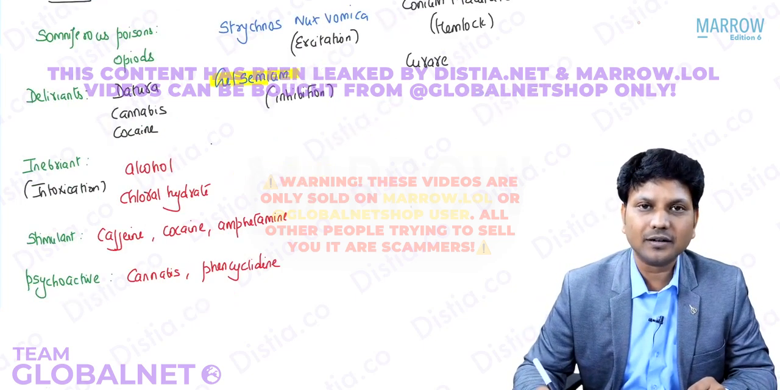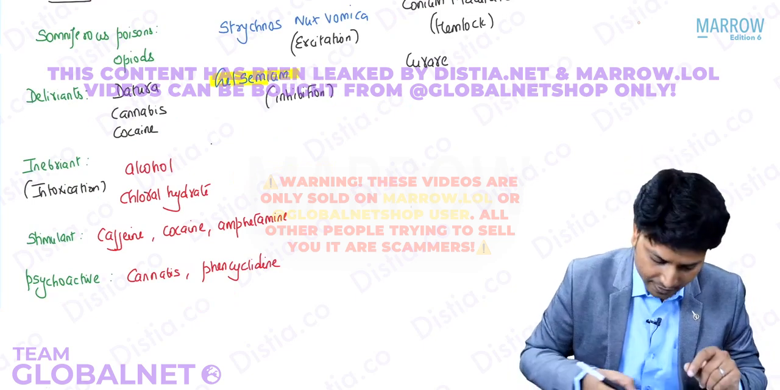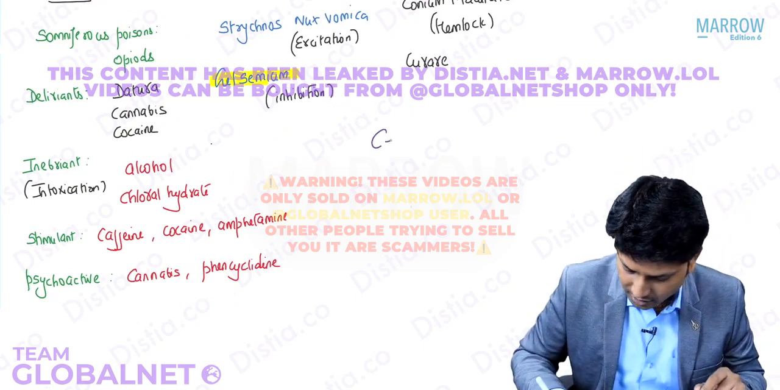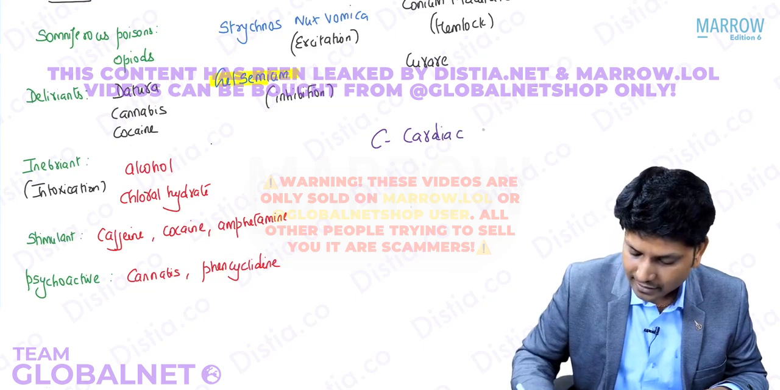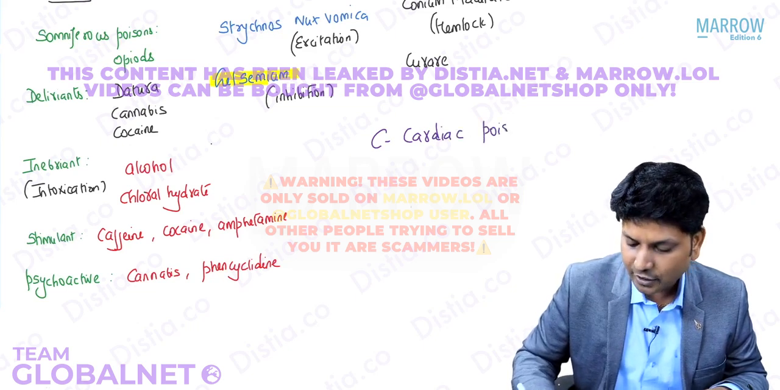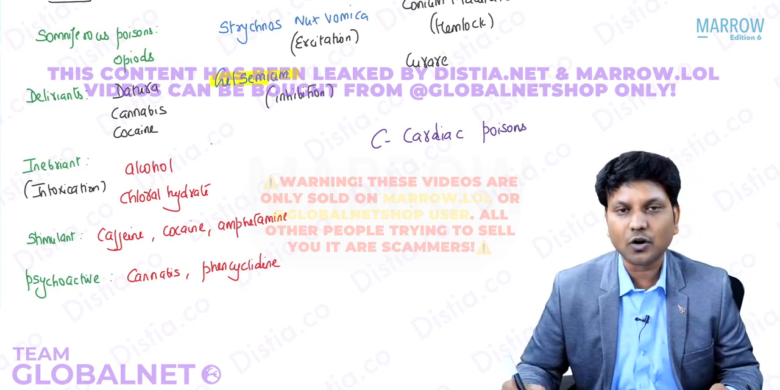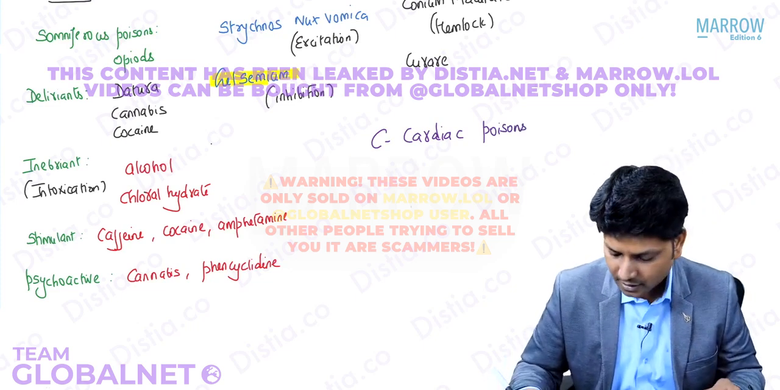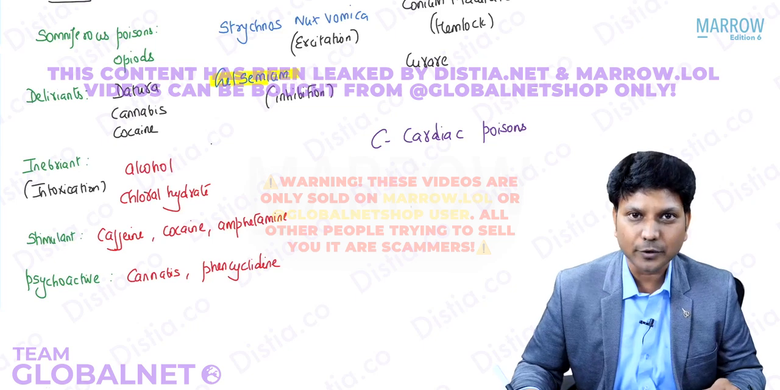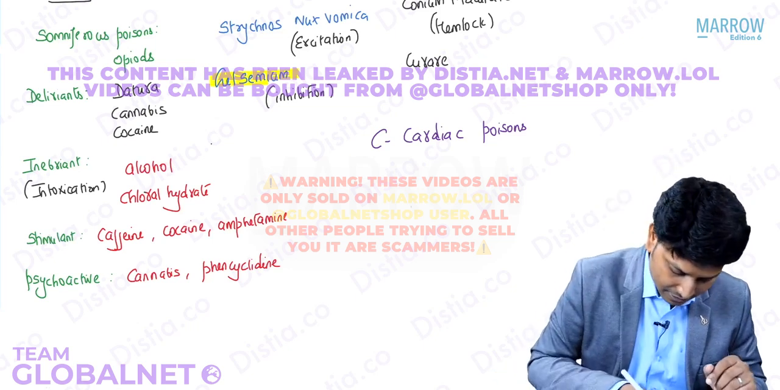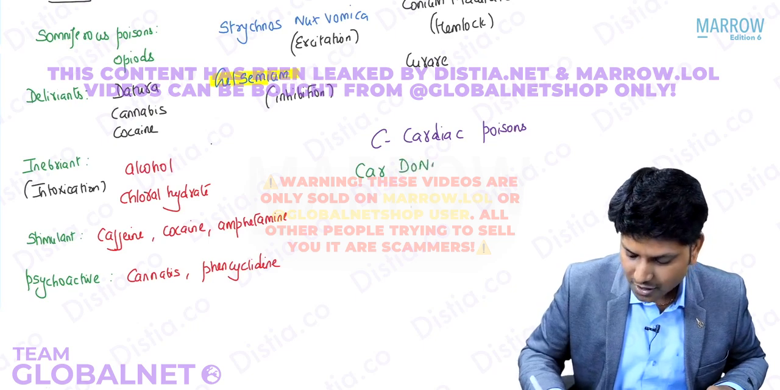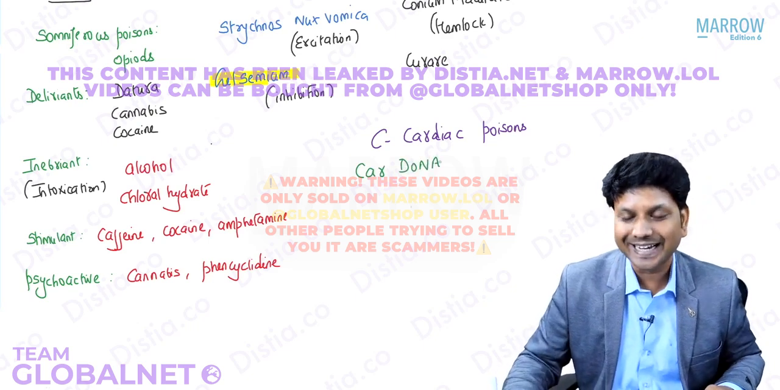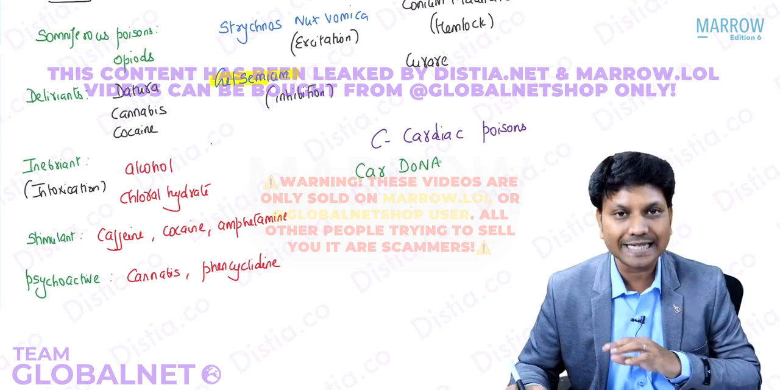The next letter in the SYNCAM group is C, for cardiotoxic poison, cardiac poison. As the name implies, it will be acting on the heart. It will most commonly cause cardiac arrhythmia. We need to know what the cardiotoxic poisons are. For that, you can remember the mnemonic DONA. D-O-N-A. These are the cardiotoxic plants.